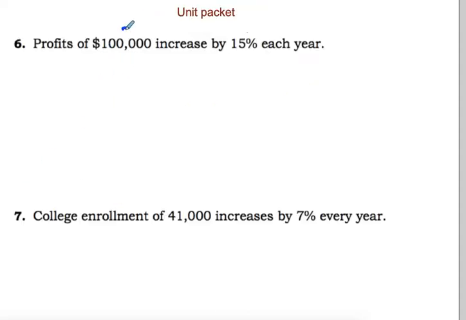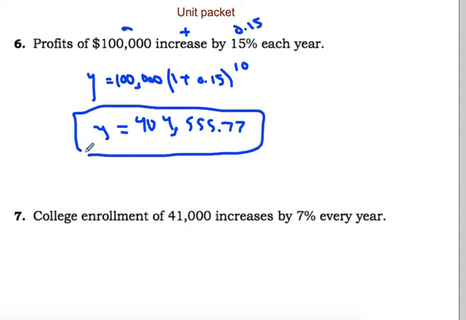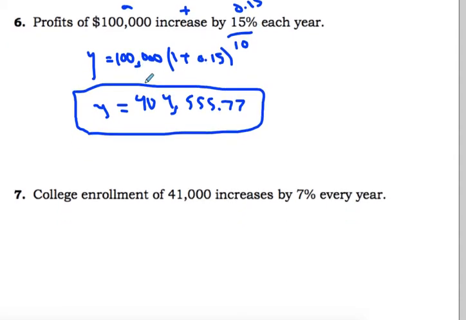So next one, profits of 100,000. Increase, that means we're adding. 15% again is 0.15, and we're going for a time of 10 years. So if you plug this into your calculator, 100,000, 1 plus your rate, 0.15, and then that's for 10 years. Wow, your profits in 10 years, if it continues at that rate, will be $404,555.77 per year. Yeah, that's a huge increase, 15% each year.